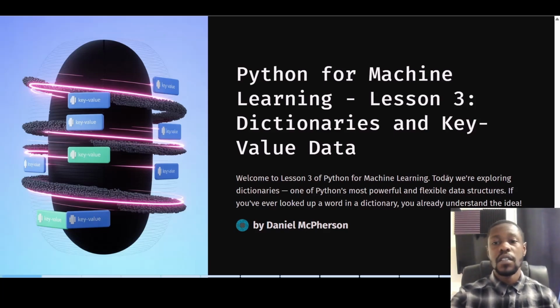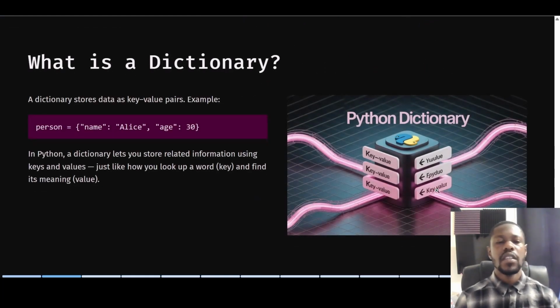Today we're going to be taking a further look at datasets, and we're going to be looking at dictionaries. So what is a dictionary? A dictionary stores data as key and value pairs. And here's an example. We've got this variable named person, and person is equal to a name, which is Alice, and the age, which is 30.